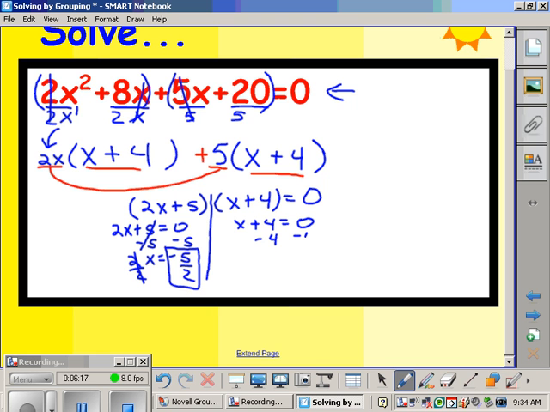In the second equation, our x-intercept is negative 4. So our two x-intercepts are negative 5 halves and negative 4. If you ever wanted to check those answers to make sure they're correct, you would plug both of them back into the original equation for all three x's, calculate everything on the left side of the equal sign, and it should come out to 0 if your answers are correct.